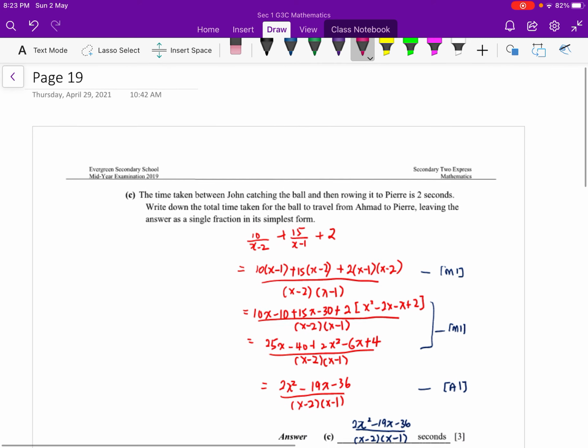Then the next part, the time taken for John to catch the ball, then rolling it to Pierre is 2 seconds. So the total time, or the time taken between, okay, is 2 seconds. They want you to find the total time taken for the ball to travel from Ahmad to Pierre.